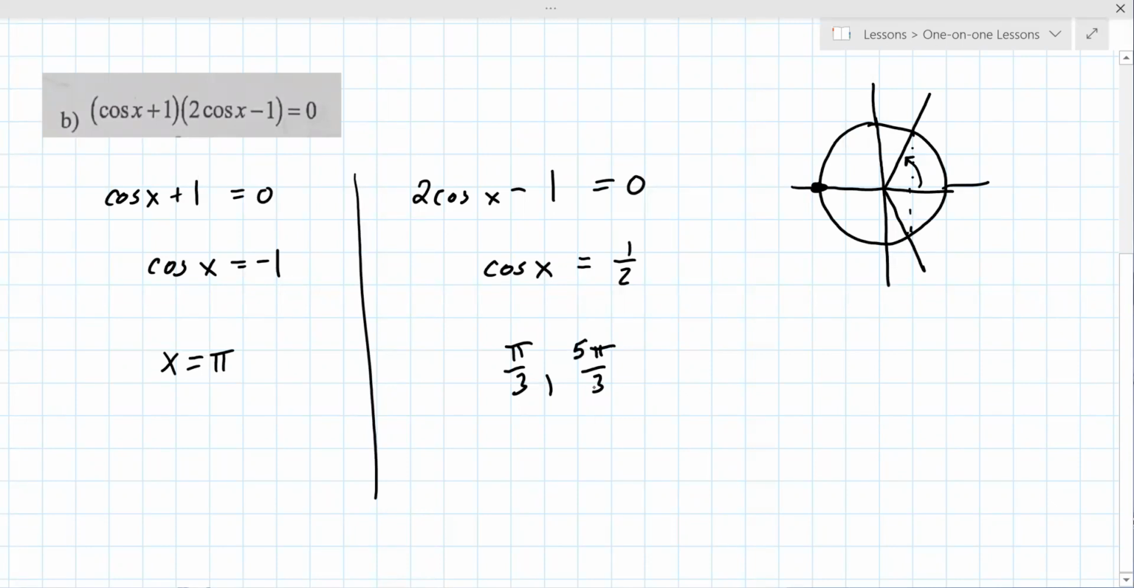Got it. All right. That takes care of that one. We'll move to part C.